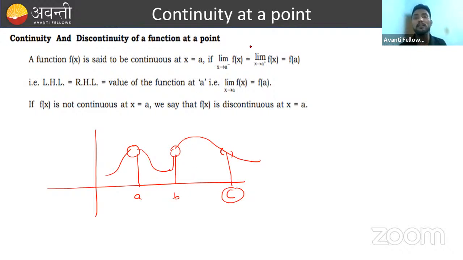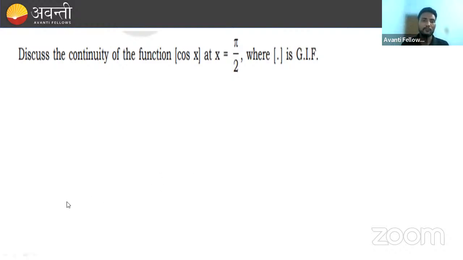If you want to check continuity at a point, you just have to verify LHL is equal to RHL is equal to f of a. Otherwise, if any condition is not fulfilled, then we will definitely say that it is not continuous, or you can also say that it is discontinuous. Both are the same thing only. So we will see some problems also.